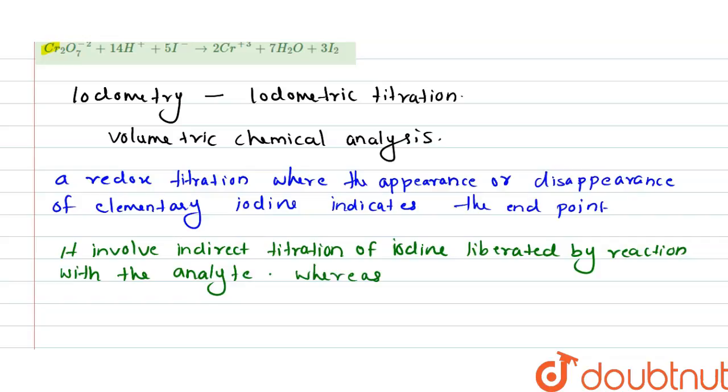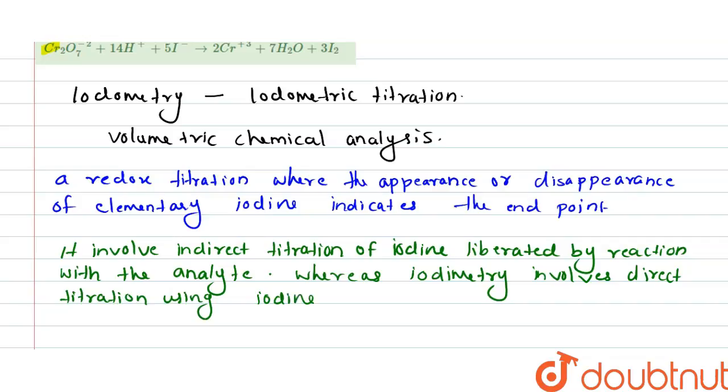Whereas iodimetry involves direct titration using iodine as the titrant. So the iodometric titration is an indirect titration of iodine.